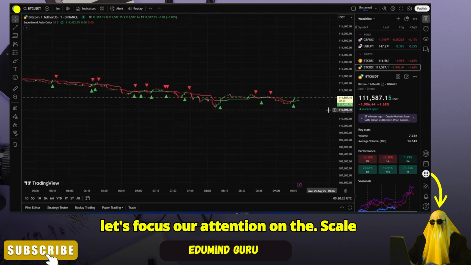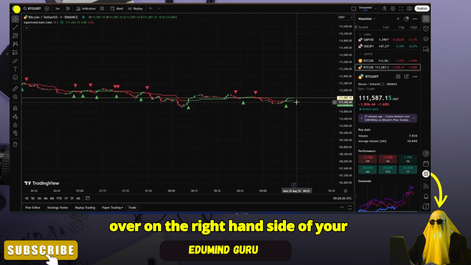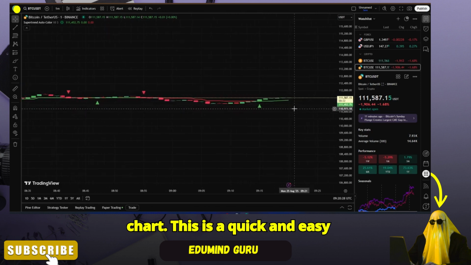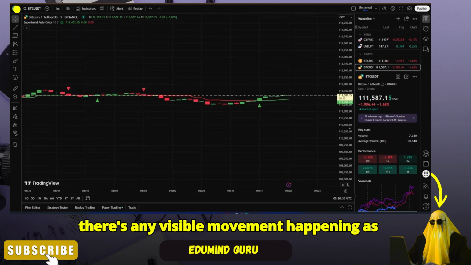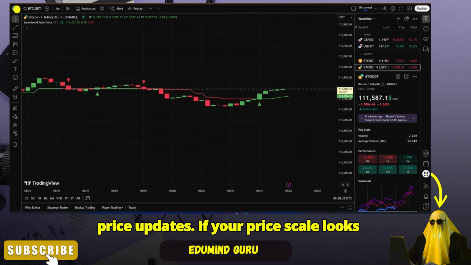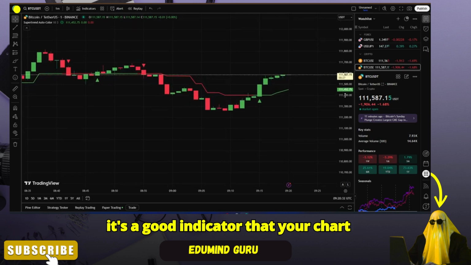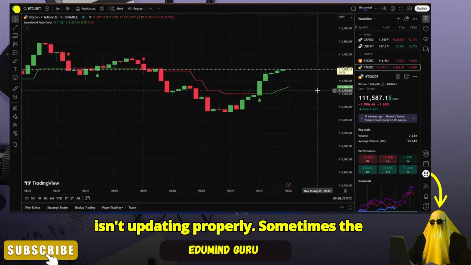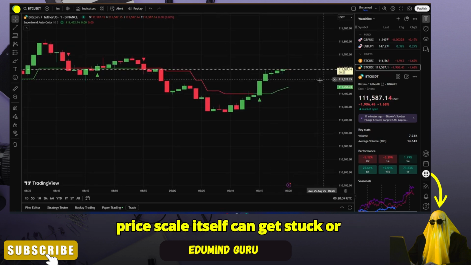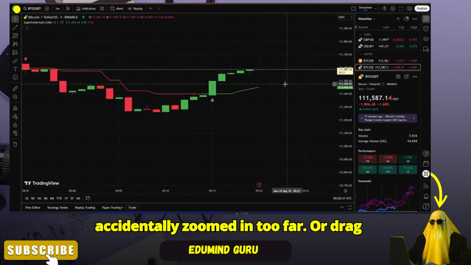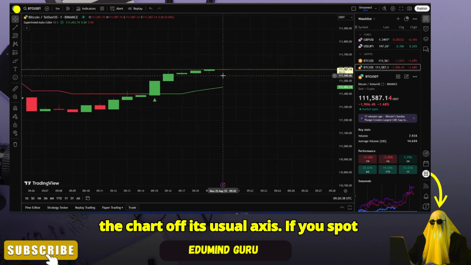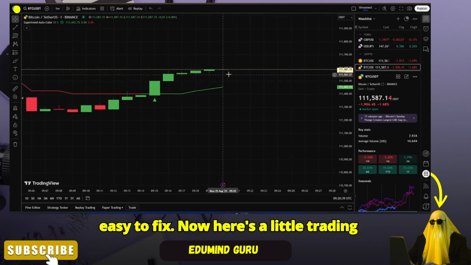Next, let's focus our attention on the price scale over on the right-hand side of your chart. This is a quick and easy checkpoint. Take a look and see if there's any visible movement happening as price updates. If your price scale looks frozen or the numbers aren't changing, it's a good indicator that your chart isn't updating properly. Sometimes the price scale itself can get stuck or compressed, especially if you've accidentally zoomed in too far or dragged the chart off its usual axis. If you spot this, don't worry, it's very common and easy to fix.